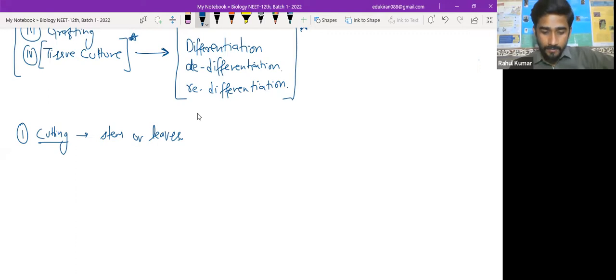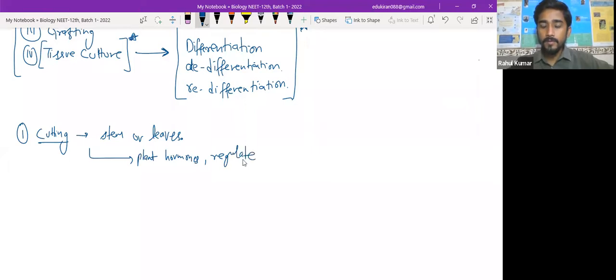So write down: sometimes the cut parts are treated with plant hormones to regulate or induce root formation. Is it clear, everyone?